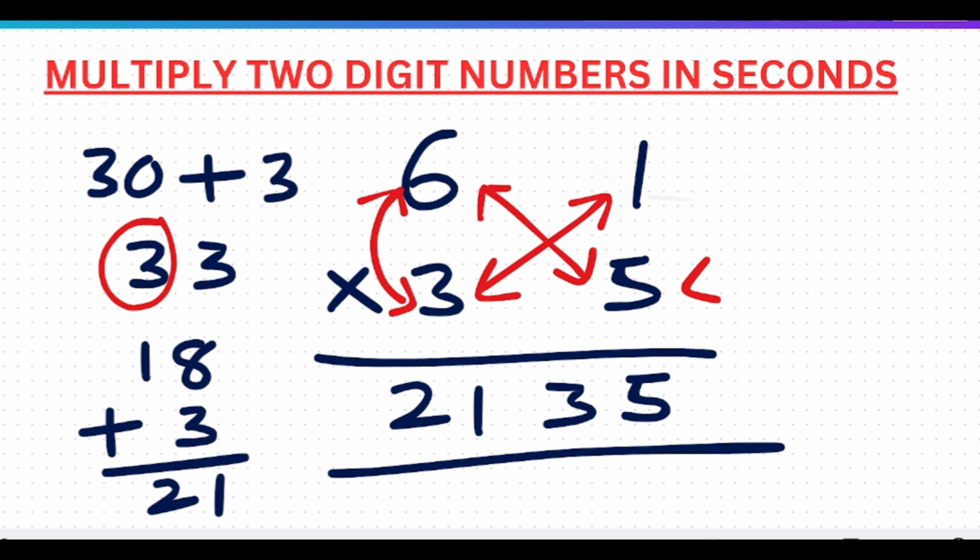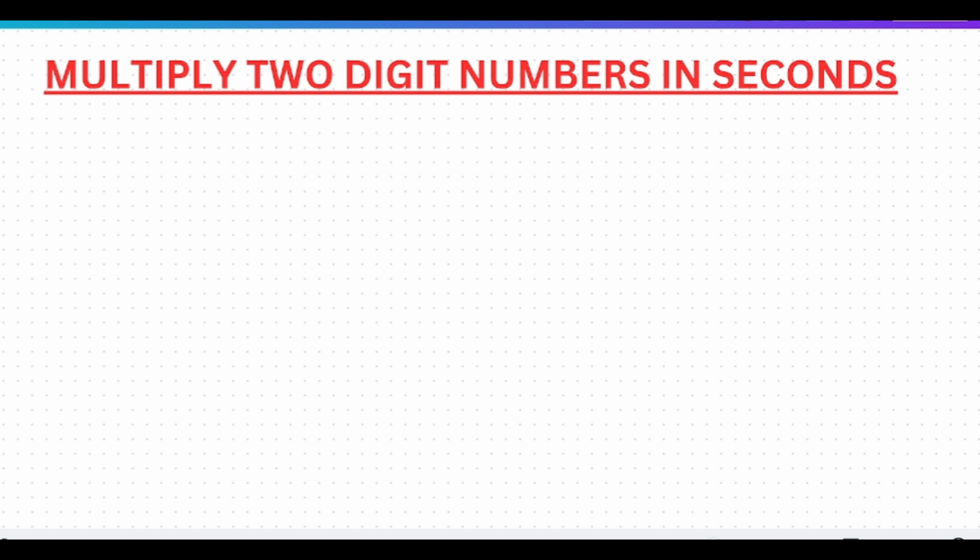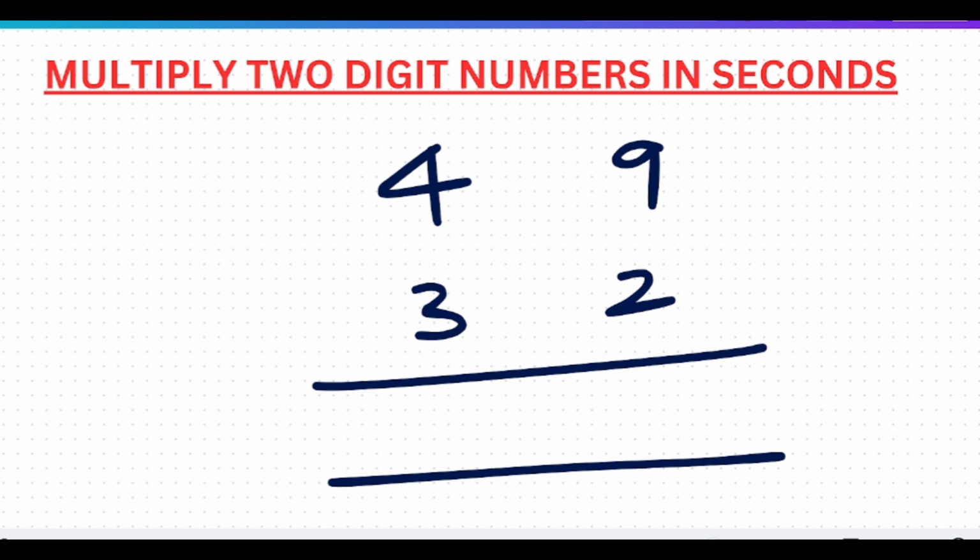Let's do one last question. Now, let's see an example here. Let's say we are multiplying 49 and 32. These two are two-digit numbers. Now, you know that the first step is you multiply the numbers on the right. So 9 times 2 is 18. Here, as 9 times 2 is 18, it's a two-digit number. You just write the last digit and you carry the other digit.